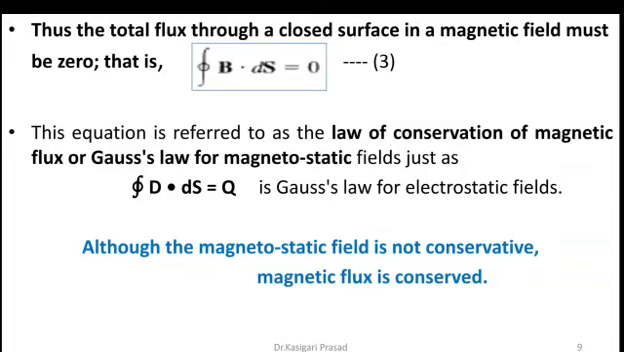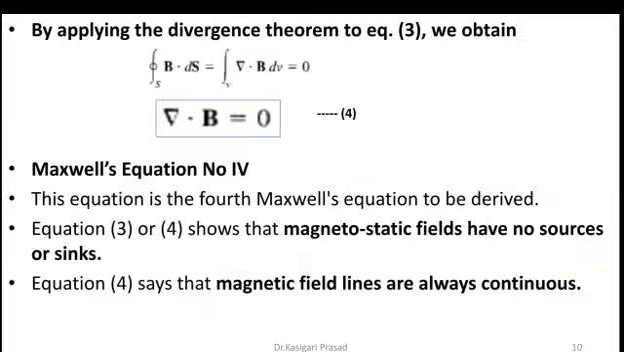Just as closed integral D dot ds is equal to Q is the Gauss law for electrostatic fields. Although the magnetostatic field is not conservative, magnetic flux is conservative. Though the field is not conservative, the flux is conservative.